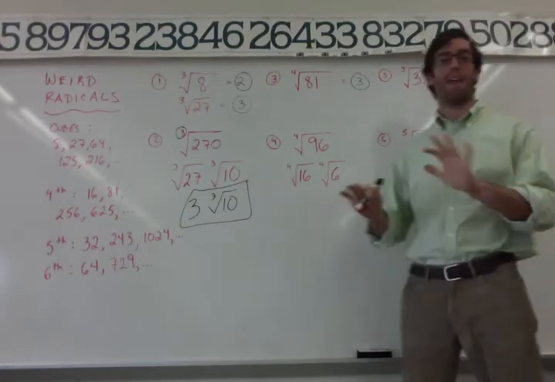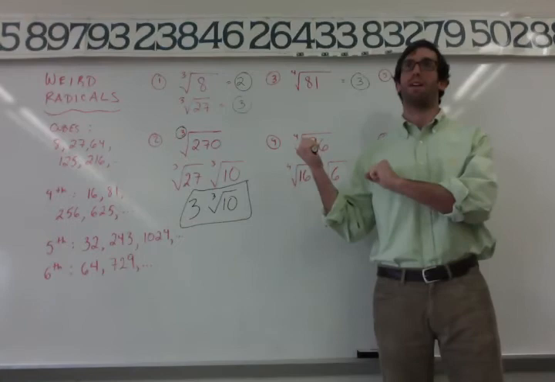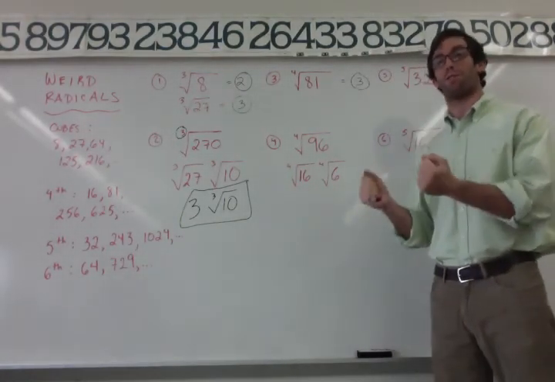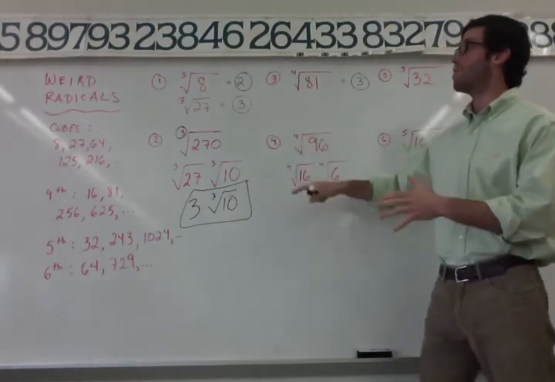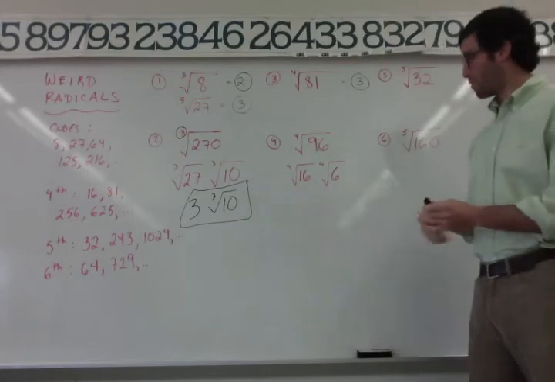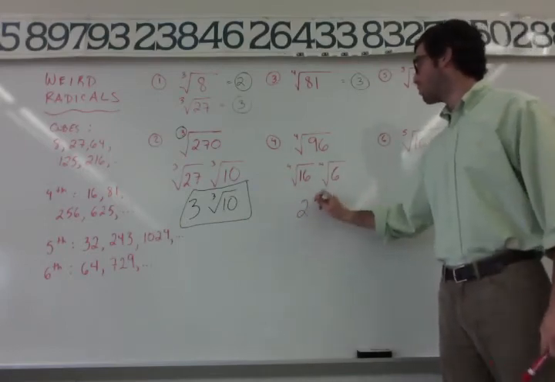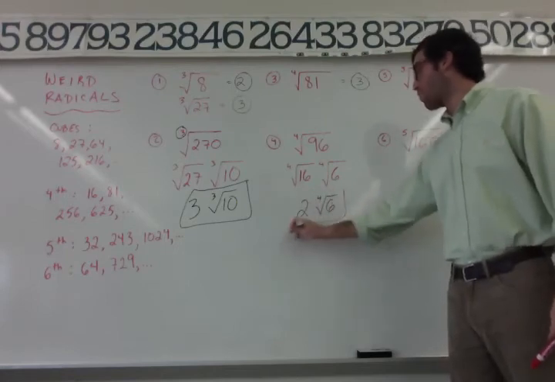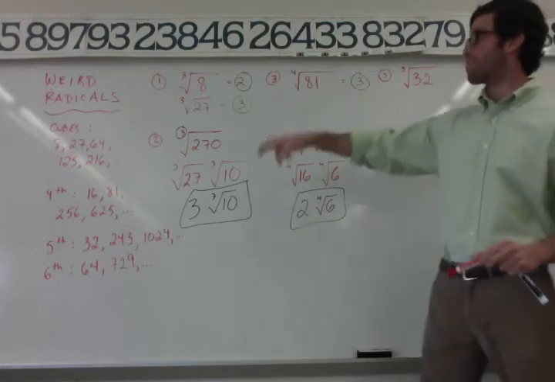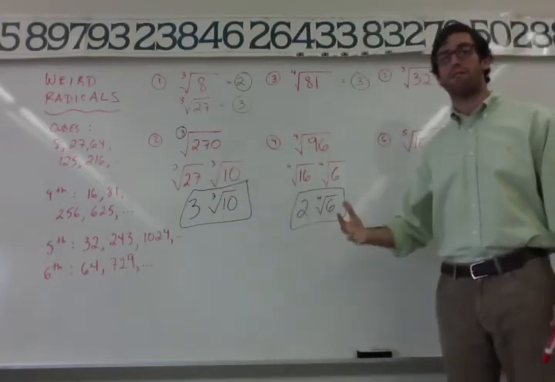We can't use 25 and 36 and 81. No, those are not, well, no, 81 is. 49. We can't use those numbers. We have to use perfect fourths. So the index tells you which group of numbers you're choosing between, all right? So the 4th root of 16 is 2. So the answer is 2 root 6, root being the 4th root. All right, so same idea as with square roots and cube roots, right? Here we use the perfect cube, 27. Here we use the perfect fourth, 16.